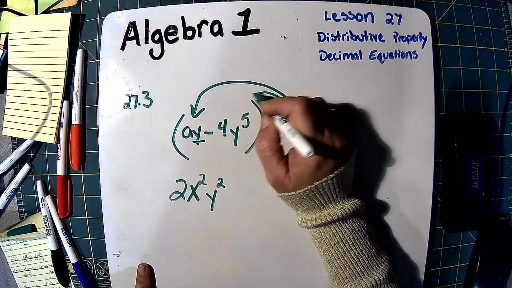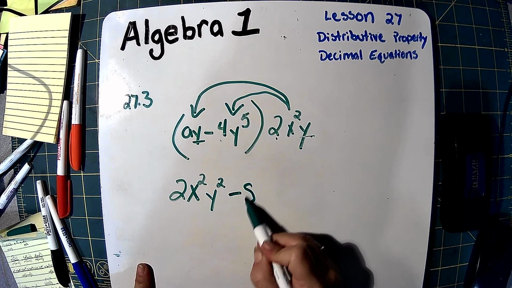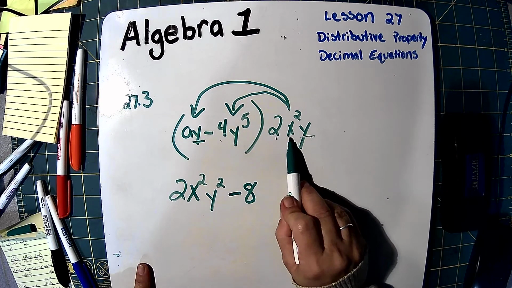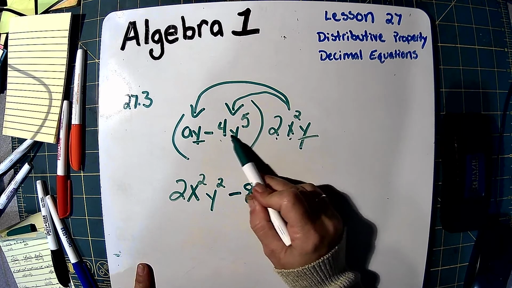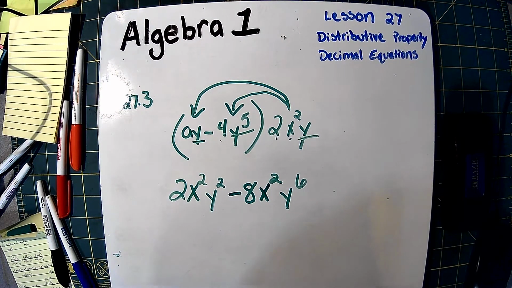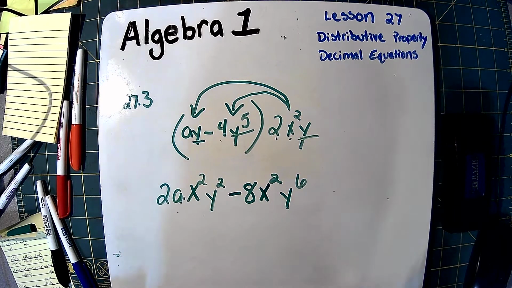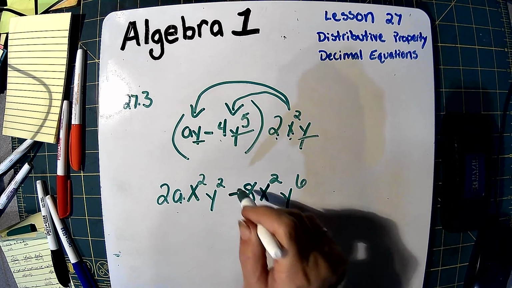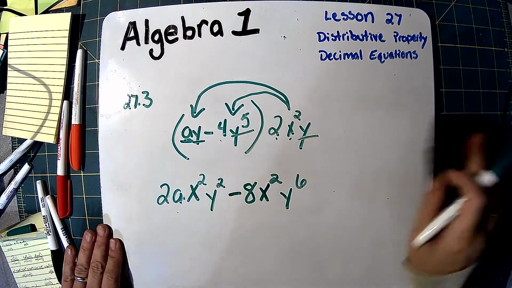Okay, now we're going to multiply times here. So 2 times negative 4 will be negative 8. And then x's, we don't have any in here, so we're just going to keep our x squared. And then we have 1y and 5y, so that's going to be y to the sixth. Oh, I forgot the a on this one. Whoopsie. There we go. X squared, y squared minus, yep, that's right. You got to make sure you get all your terms. I forgot that a right there.